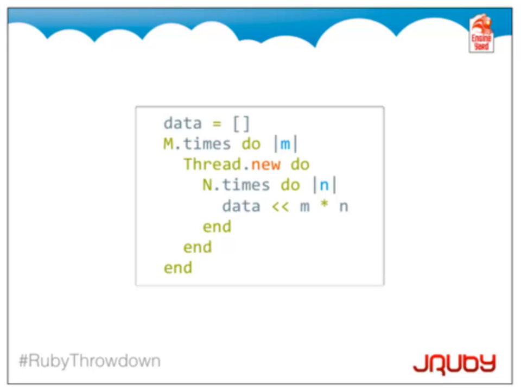Now this code, when you run it on standard Ruby with the GIL, you get a data array that is m times n, and it has a full set of integers in it. The order may be a little bit different, but it's still a well-formed data structure. Now, if you run this in JRuby, all the code in the thread block is run concurrently, and you end up with a sort of corrupted data structure. It might not be m times n. It may have some nil entries. So there are some consequences to think about when you run Ruby code alongside each other in JRuby.